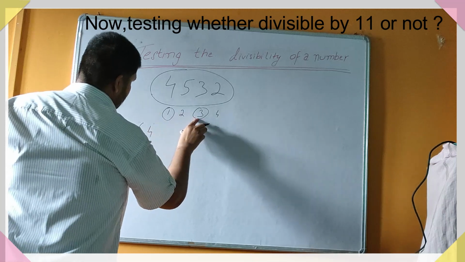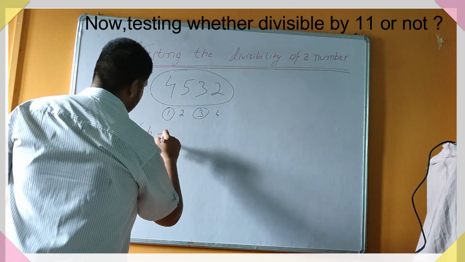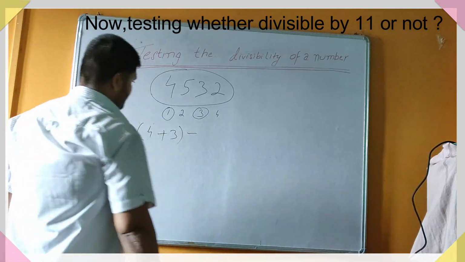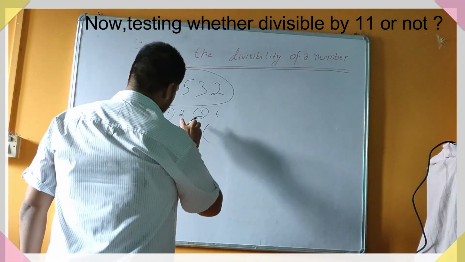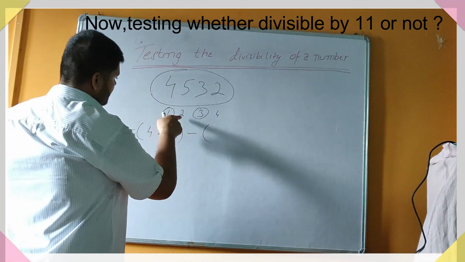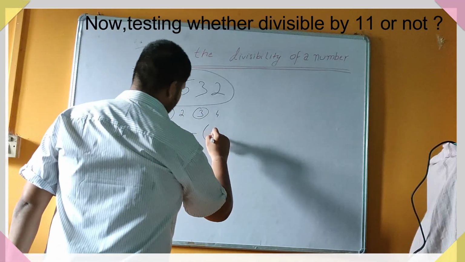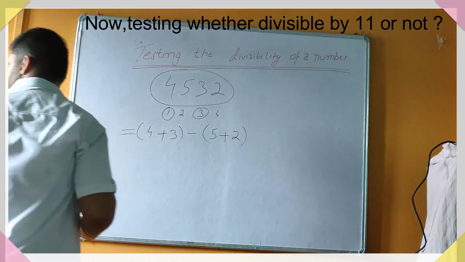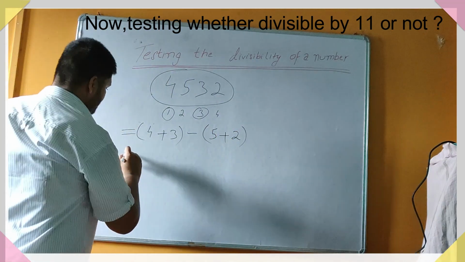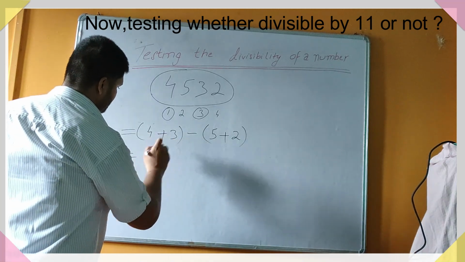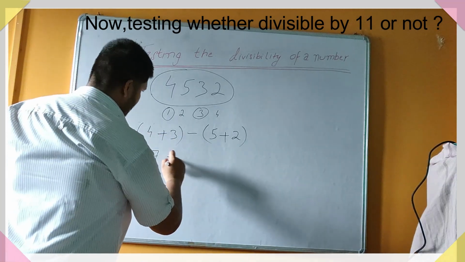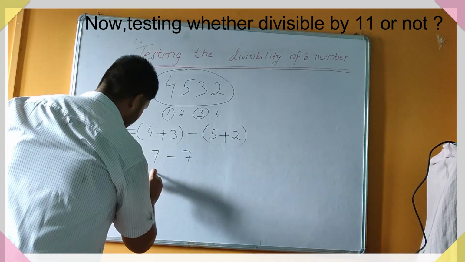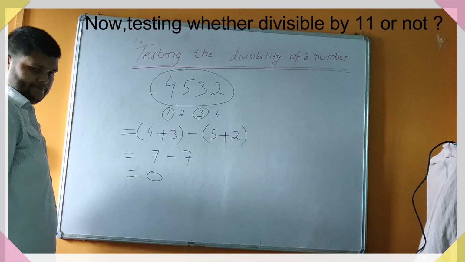In the place of 3 you have 3, and the even places are 2 and 4. But instead of 2 you have to write 5, and instead of 4 you have to write 2. I hope you are clear. Now you have to subtract it. 4 plus 3 is nothing but 7, minus, 5 plus 2 is 7. So here the result is coming 0.